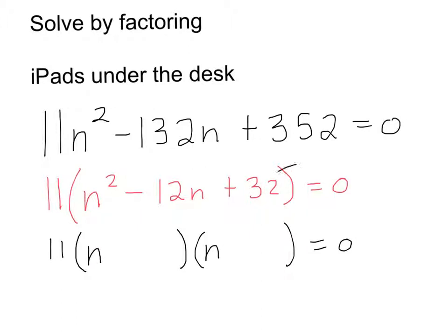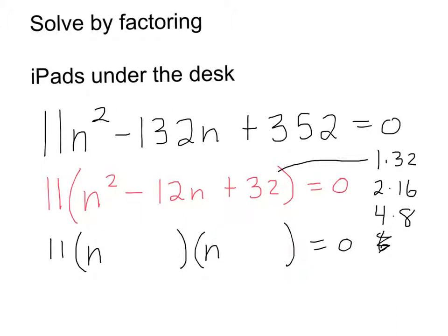Now let's list our factors of 32 so that we can tell what number goes here and what number goes here. So 32 is 1 times 32. It's also 2 times 16. 3 doesn't go into it, but does 4? Yes. 4 times what? 8. 5 doesn't. Does 6? 6 times what? 6 doesn't. Does 7? No. Okay, so those are our factors.